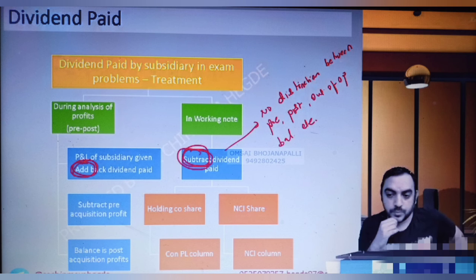So our treatment is very simple. Pre-acquisition profit, post-acquisition profit, everything treatment is same. We are going to add the dividend while computing the P&L balance. We reverse the effect. First remove the effect. Entire thing you remove. Then you show whatever the impact that was supposed to be shown. So one impact is plus, other impact is minus. You do plus while doing the pre-post division, and you do minus while doing the working note format. Let's see if you are able to understand this sentence now.